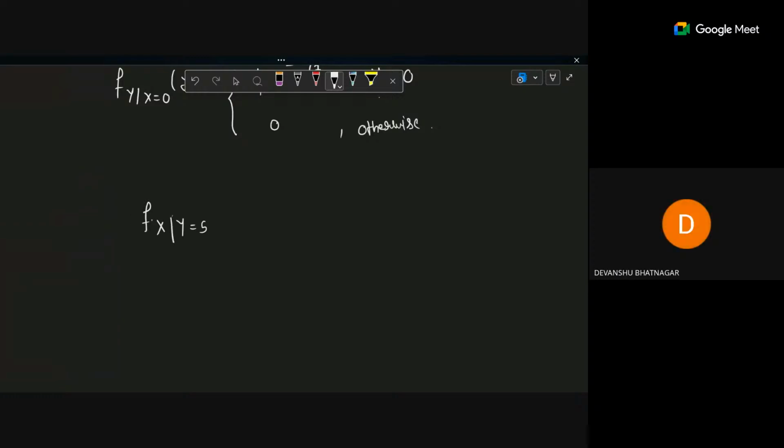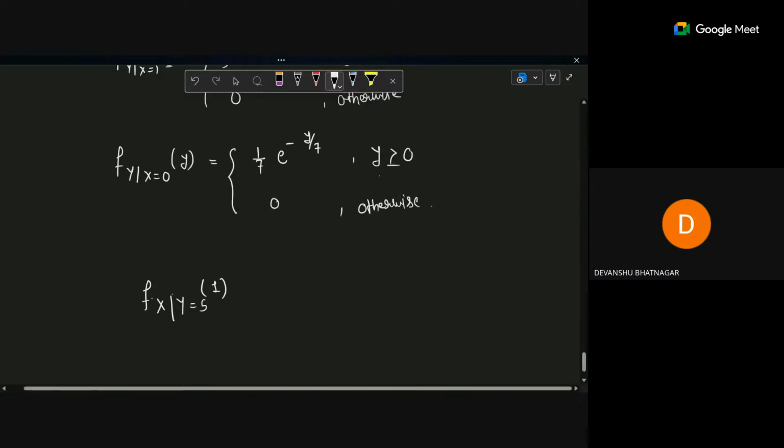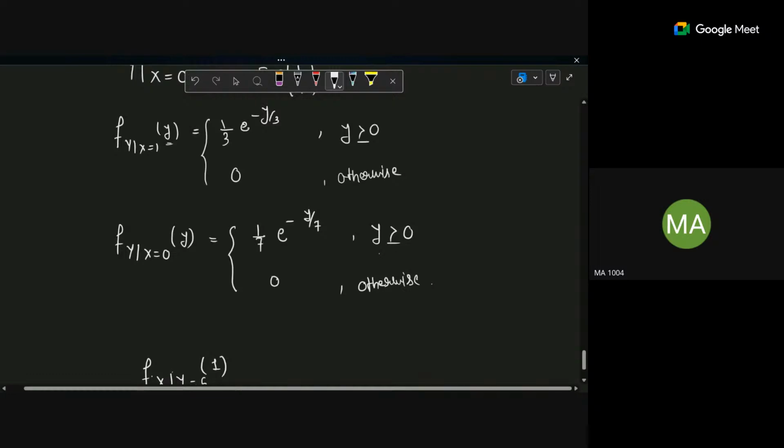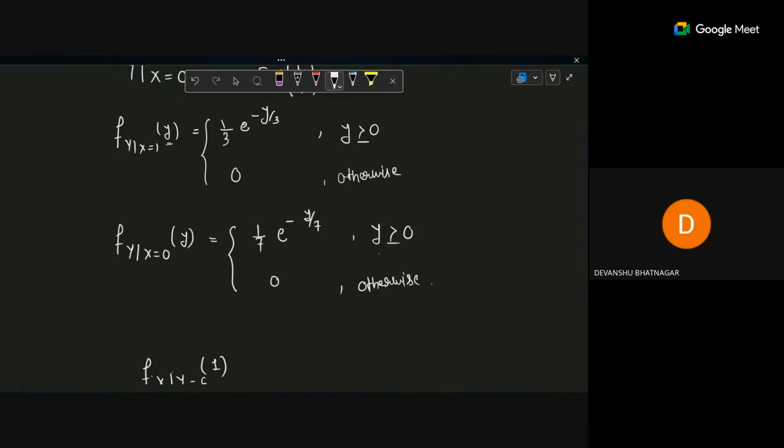Ma'am, one thing I want to clarify. For this exponential PDF, you have written y greater than or equal to 0. Should it be strictly greater than 0? Okay, so if we put y equal to 0, will it give us 0 as an answer? No, ma'am, it will give 1 by 3, or 1 by 7.